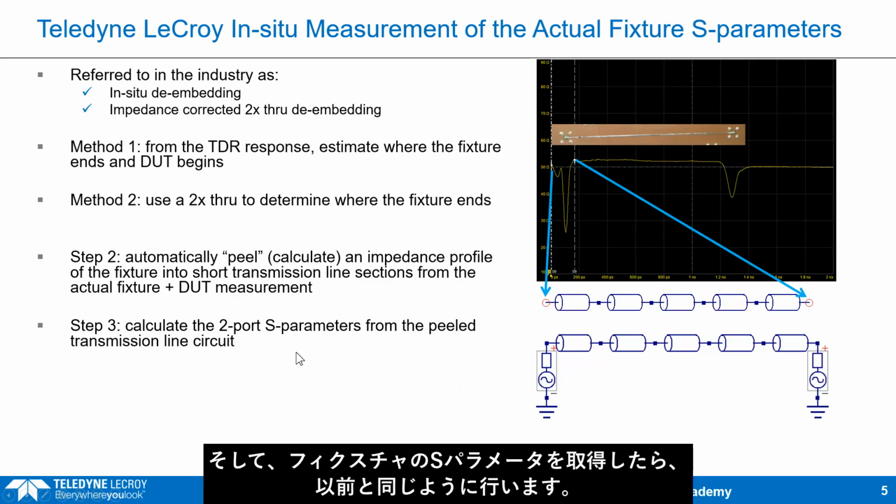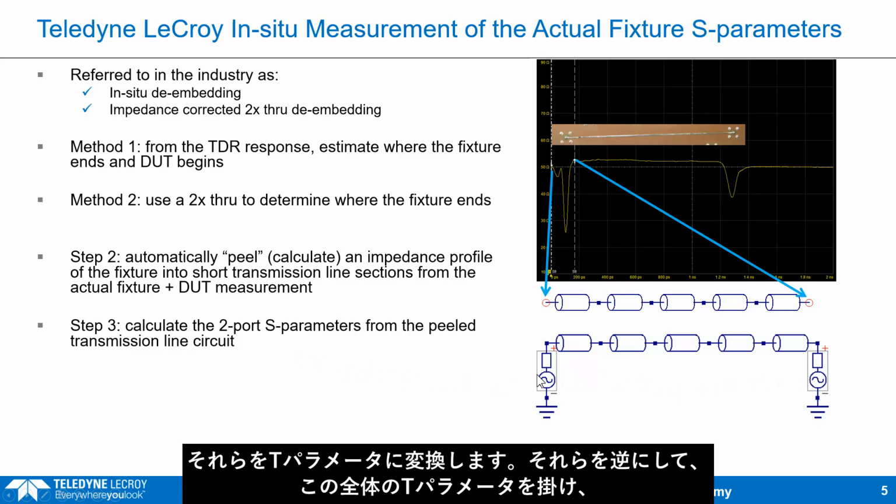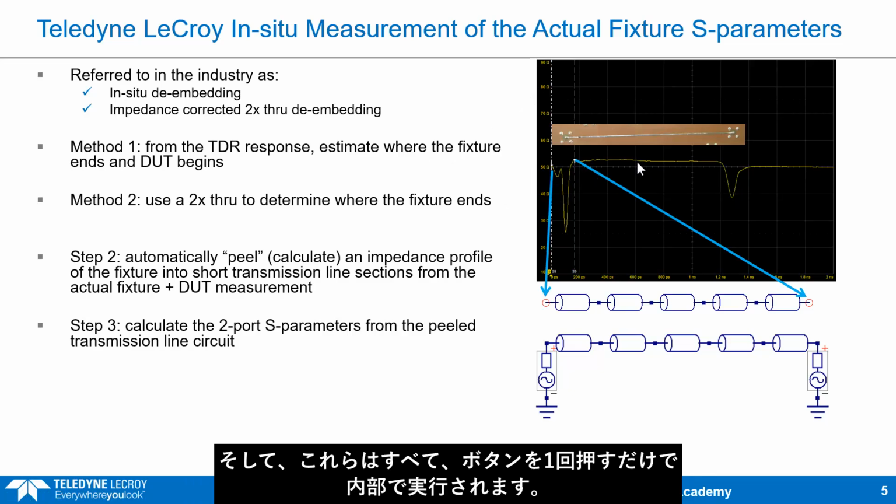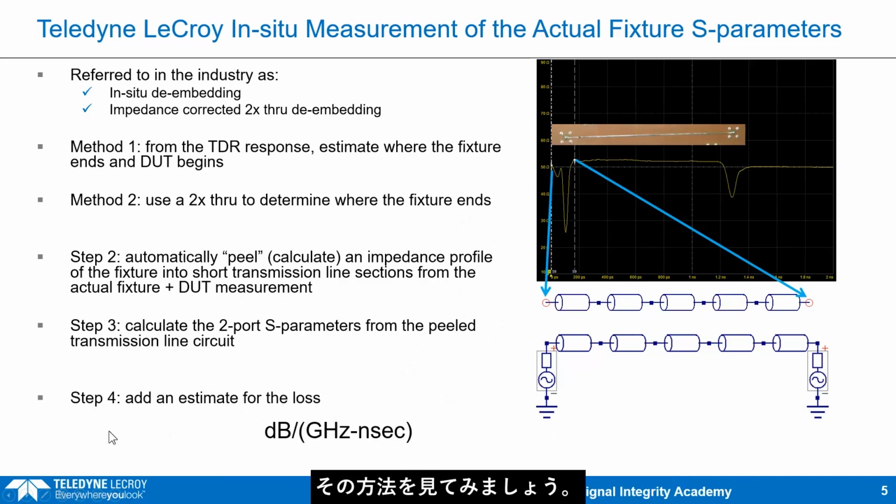And once we have the S parameters for the fixture, we do just like we did before. We turn them into T parameters, we invert them, multiply by the T parameters of this whole thing, take the remaining T parameters of the device, convert that back to S parameters, and that's what we display. And all of that happens under the hood with one button push. Let's take a look at how we do that.